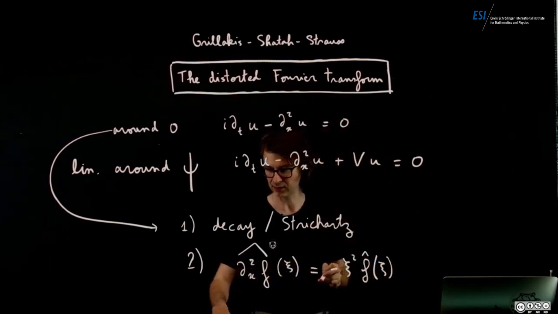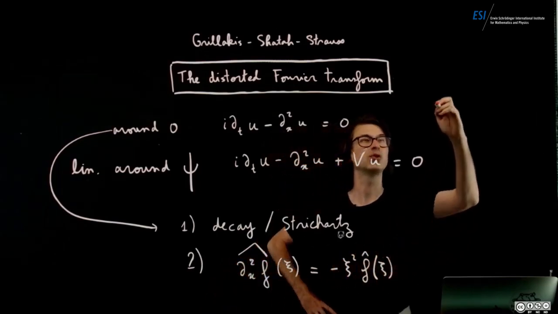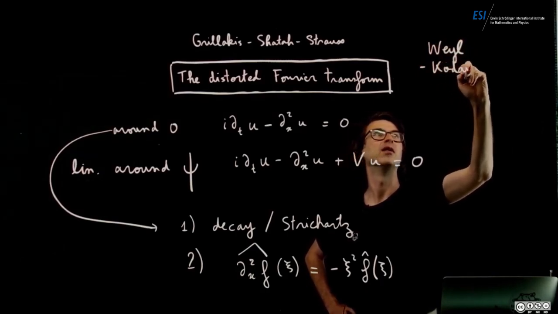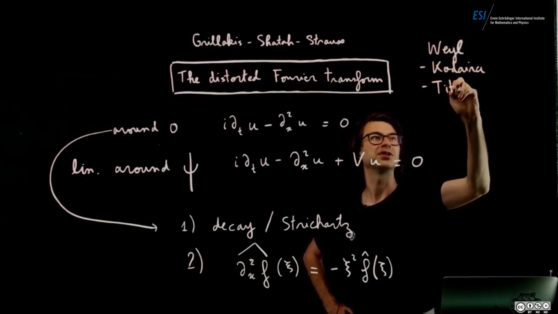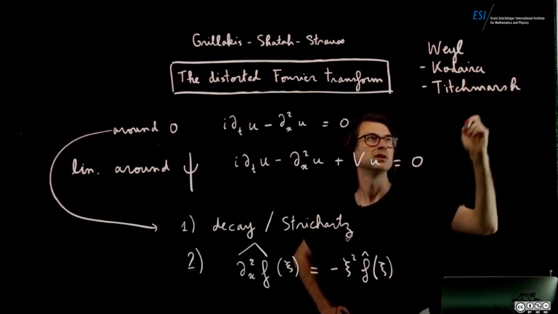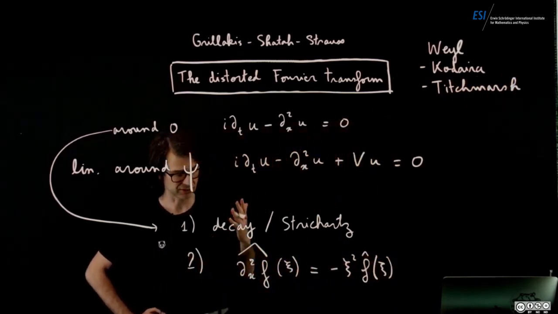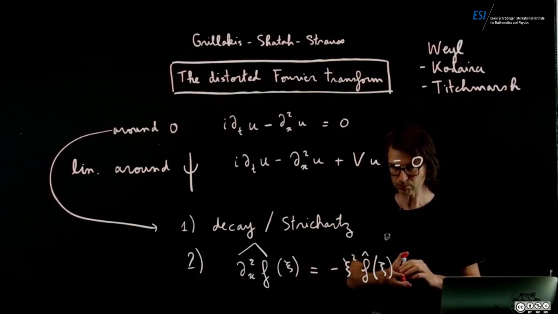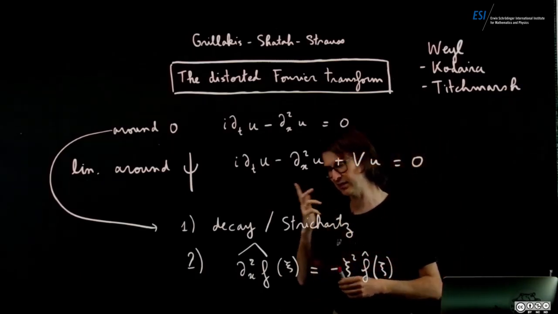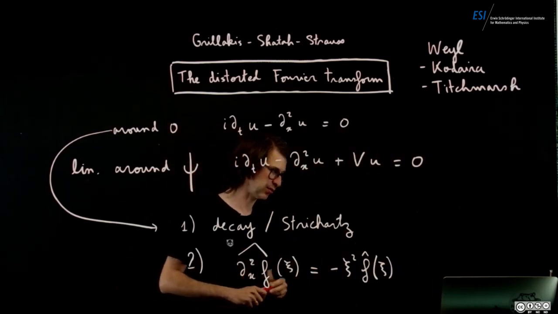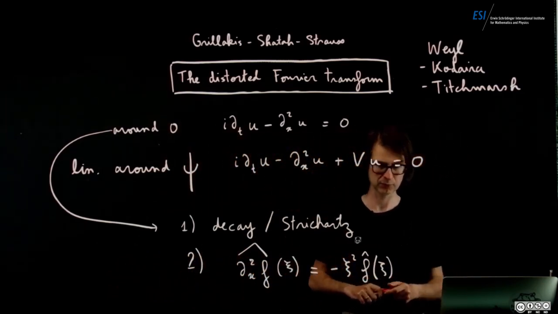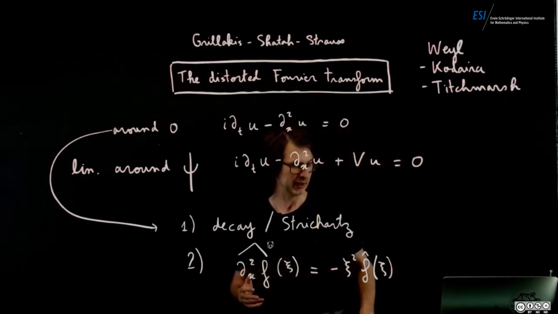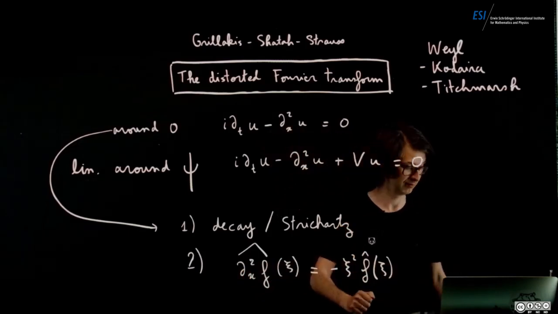And I should say, it's also called the Weyl-Kodaira-Titchmarsh theory. So it's just the theory of one-dimensional Schrödinger operators, and it can be generalized in a rather straightforward way to Sturm-Liouville operators. Okay, so that's the plan for today. Let's do it. Unless you have any question.